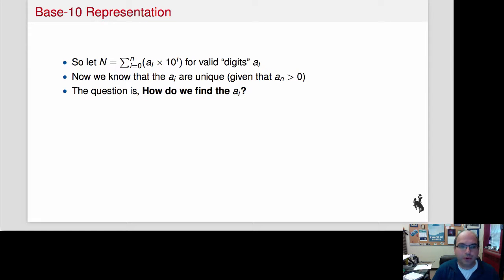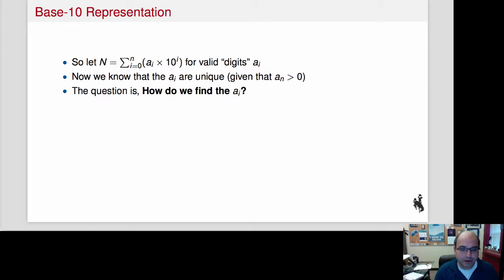So now we know that for any number, there's a unique representation, a unique numeral, in base 10. What we don't know is how to find this unique numeral. Now let's be honest: yes, we do know how to do it. You learn how to do it in first, second, third grade, somewhere in there.